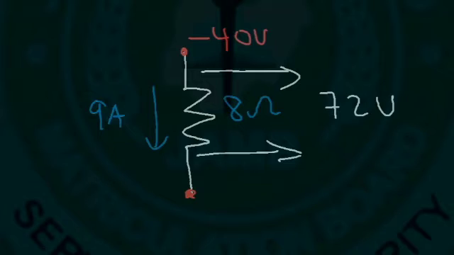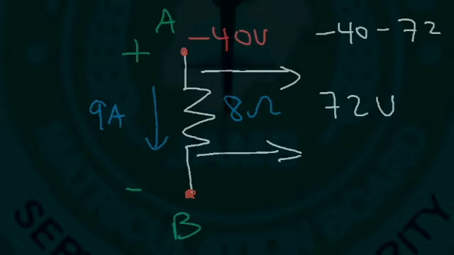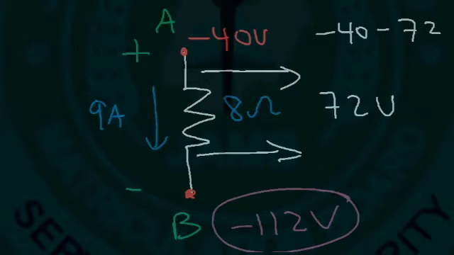So the current is flowing from high to low. So point B is lower than point A. We need to subtract 72 from negative 40 to get the potential at point B, since we're looking for the lower voltage. So negative 40 minus 72 is negative 112. I believe that's right. And that's how you can find the potential. If you're looking for the higher potential, make sure you add the potential difference to it. If you're looking for the lower potential, subtract.